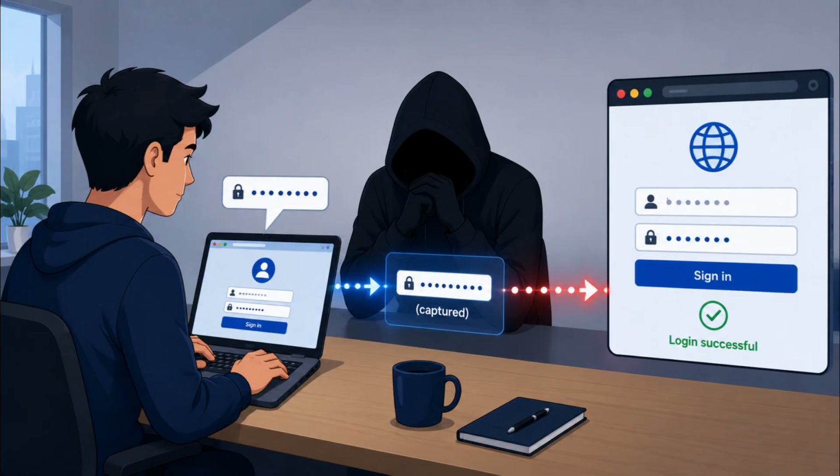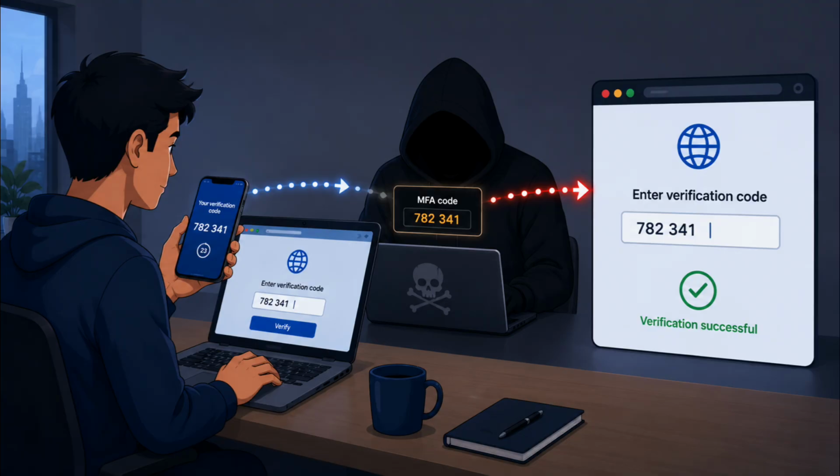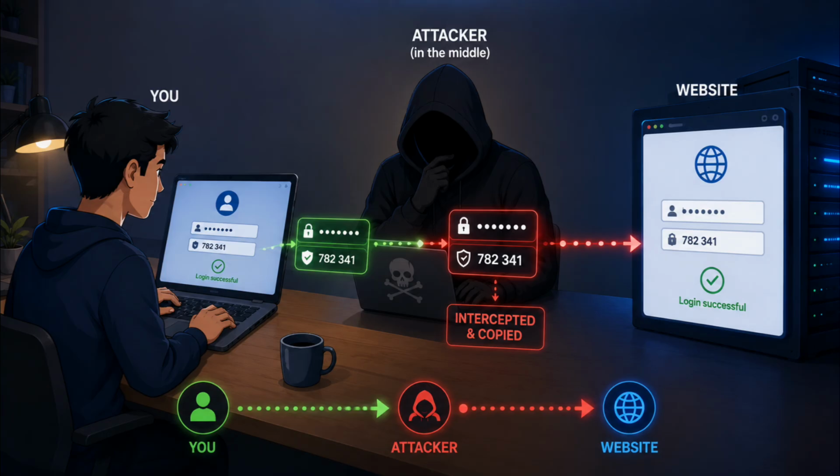You type your password. The proxy intercepts it, copies it, and forwards it to the real site. The real site then accepts it. Here we learn that MFA alone is not going to protect your account. The proxy relays the MFA challenge to your phone. Like in this example, you enter the code 782341. The proxy captures it and forwards it to the real site within the same 30-second window. And then MFA is bypassed in real time. Both sessions get authenticated. You and the attacker are now logged in to the same account simultaneously.